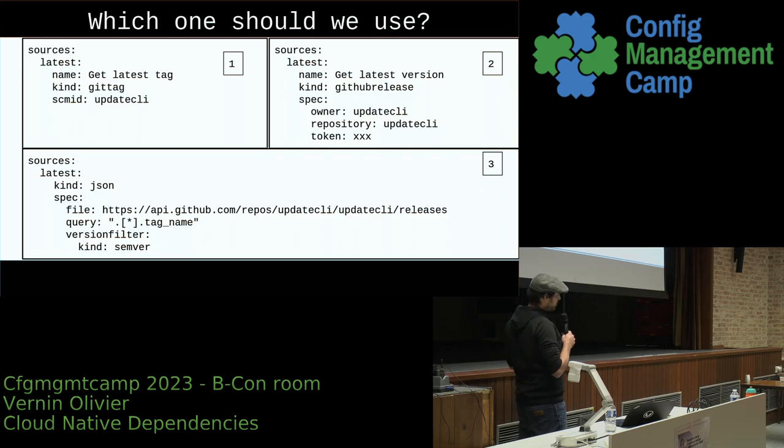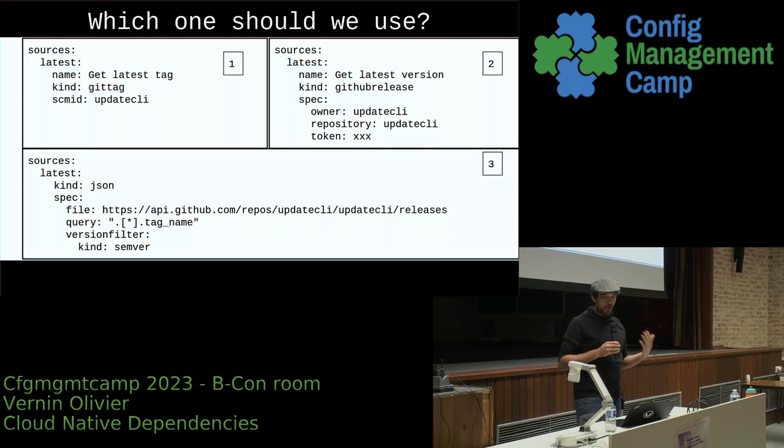So the first one, on the top left, just uses the Git tag. We just say, OK, what's the latest Git tag for that specific Git repository referenced by the SCM ID? In the second option, we ask what's the latest version for GitHub release. Then you need to specify the owner, the repository, and the token, assuming that you have a token. The benefit of the second approach is that you have the changelog, because in GitHub releases, you have changelog. You don't necessarily know that information in advance, but depending on the API, we sometimes have more information.